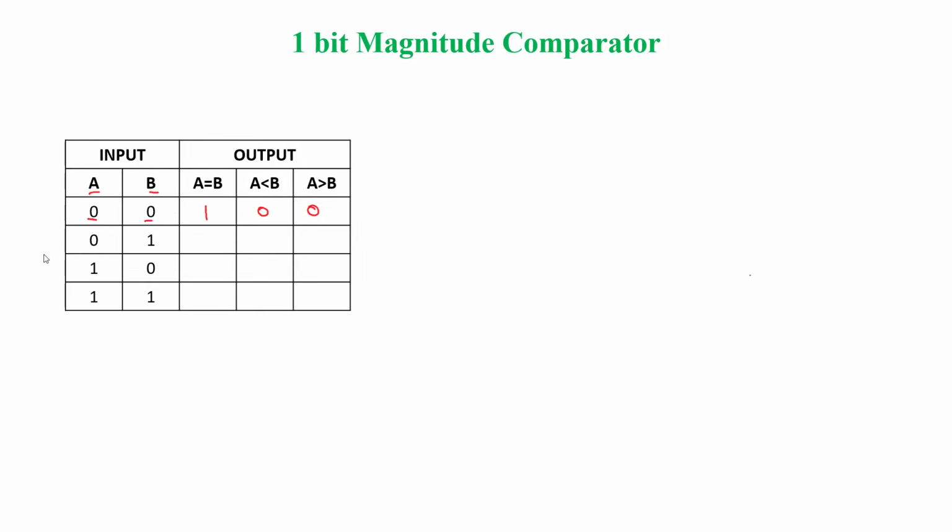Similarly, when we have A as 0 and B as 1, now here it satisfies which condition? B is greater than A, that is, A is less than B. So the remaining are 0. At a time, only one condition will be satisfied: either A equal to B, A less than B, or A greater than B. So when we are comparing two bits, any one condition will be satisfied at a time.